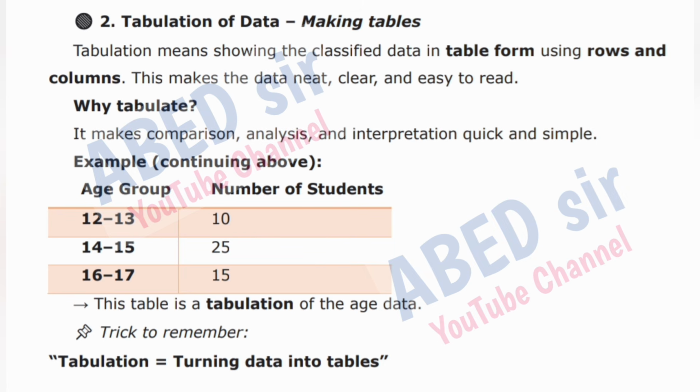It makes comparison, analysis, and interpretation quick and simple. Example: continuing above. Age group, number of students: 12 to 13, 10. 14 to 15, 25. 16 to 17, 15. This table is a tabulation of the age data. Trick to remember: tabulation is equal to turning data into tables.